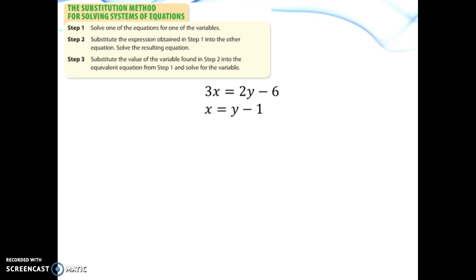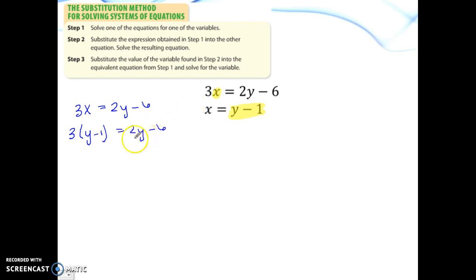So now with this example, I have x equals y minus 1, and I have the equation 3x equals 2y minus 6. So my bottom equation is already solved for a variable. So what this means is that I can substitute in what x equals, this y minus 1, in for x in my other equation. So if I write my equation over here, 3x equals 2y minus 6, and I know that x equals y minus 1, I can replace this x with y minus 1, and the rest of the equation is still the same.